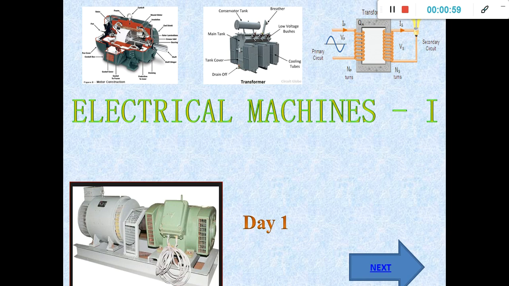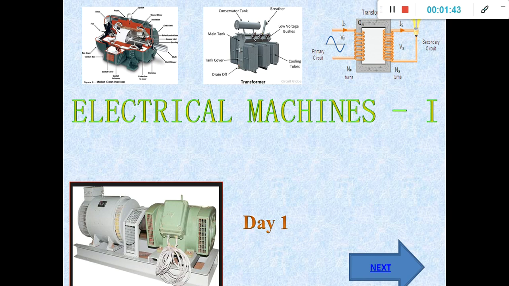Where is it produced? There are a lot of power stations: thermal power station, hydropower station, wind energy, solar energy. These all produce electrical energy. This energy is generated with the help of a generator. What does generator mean? A generator is a machine which converts mechanical energy into electrical energy.